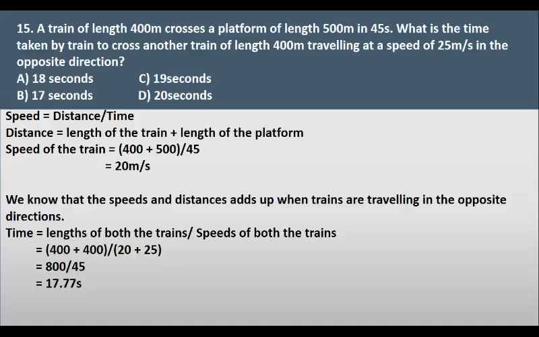So let us look at the options. We can see that option A is 18 seconds and option B is 17 seconds. We can approximate 17.77 as 18 seconds, since 17.77 is closer to 18 seconds than 17 seconds. Hence, the correct answer is option A. I hope you've understood the problem.